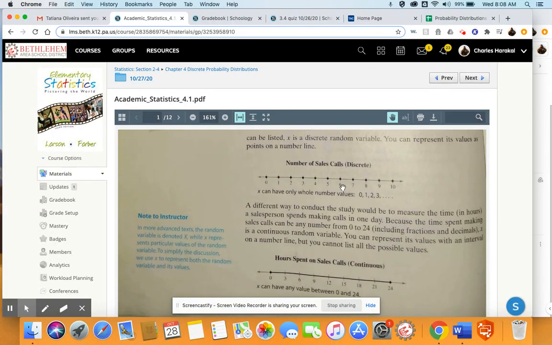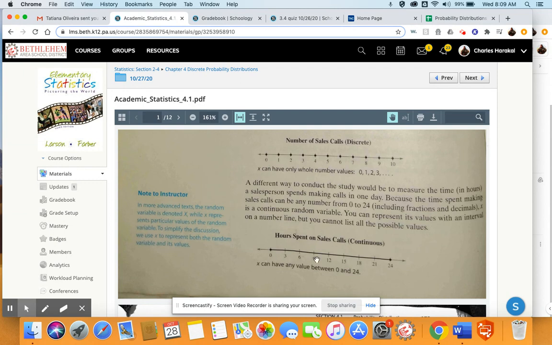If you have individual dots on a number line, that is something that is going to be a discrete random variable. Whereas if you have a range of values, meaning any decimal or fractional value between 0 and 24 on this example here is a possible outcome, that would be considered continuous. There are an infinite number of possible values in between those numbers.